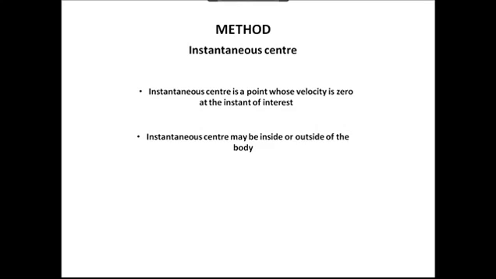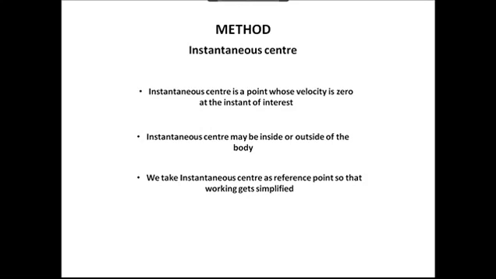First you have to understand what is instantaneous center. So instantaneous center is a point whose velocity is zero at the instant of interest. You see, this is a little difficult to conceive, but when a body is moving, it's possible to have at least one point which will have zero velocity at that particular instant. Now, this point need not be inside the body. Instantaneous center may be inside or outside the body. That's okay. We take instantaneous center as the reference point so that working gets simplified.